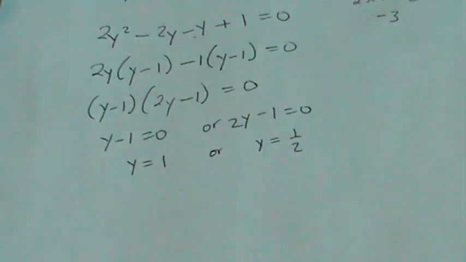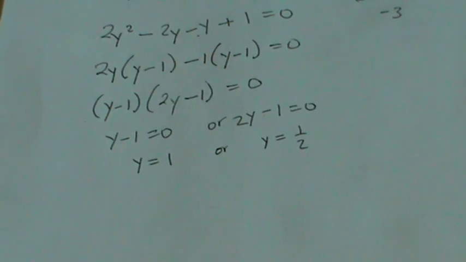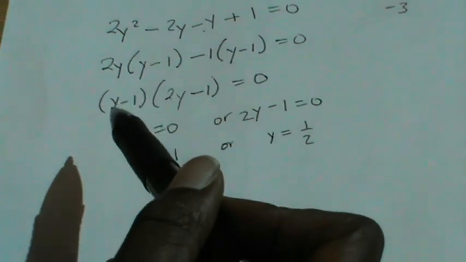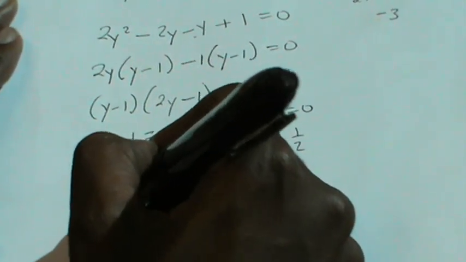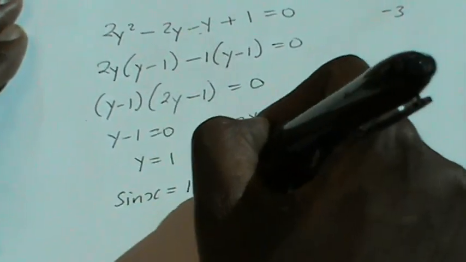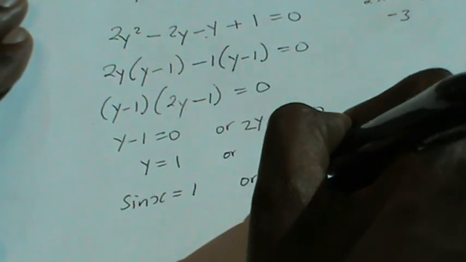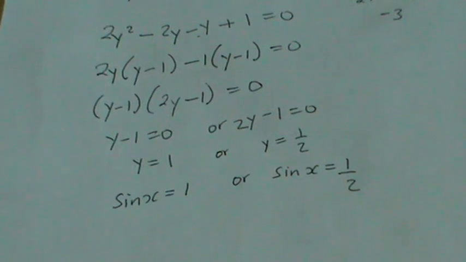Now you need to remember that y was not something in the original equation, but it's something that I added for myself. So I need to unsubstitute, if you will. So I say that y should be equal to sine x. So I have sine x is equal to 1, or sine x is equal to half. Now that I have these two equations, you should be able to solve them using the steps that we did.